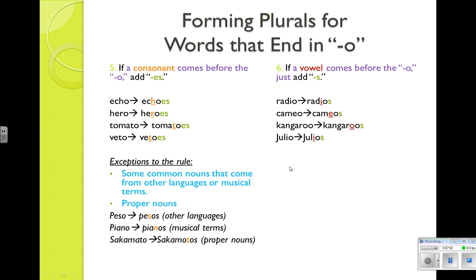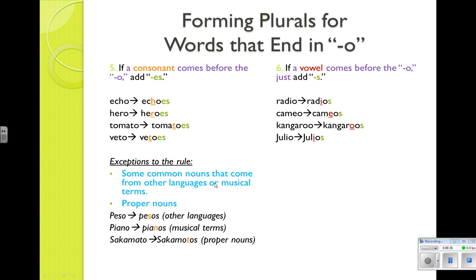The exception to the rule on this slide, a lot of words in our language come from other languages. We do a lot of borrowing in English, particularly from Spanish, Italian, and other languages. So when that happens, the rule doesn't apply with the ES. So for example, if you look at peso, okay, the S does come before the O. So according to my rule number 5, I should be adding ES. But guess what? Pesos is not coming to us from English proper. We're borrowing it from Spanish. So because it's borrowed, we're making it plural the same way we would in that language, and we just add the S. The same goes for piano.